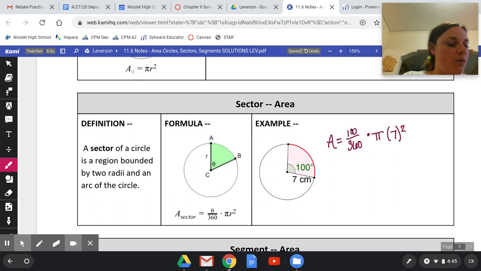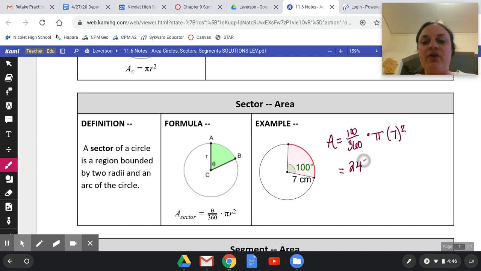So if I take 100 divided by 360 times 7 squared, I get this decimal. I get 13.61 repeating, right? I'm going to convert that into an improper fraction, and I would get 245/18. Now, initially, I did not multiply pi in. So my actual area would be 245 pi, because that would be in the numerator, over 18. So that is the exact area of that sector that I'm given.